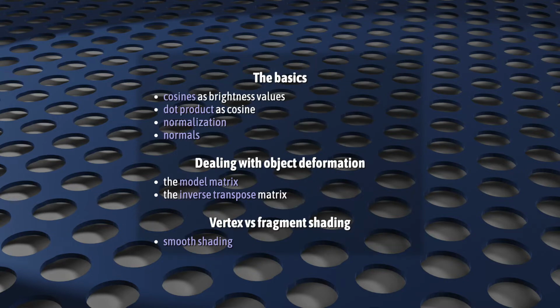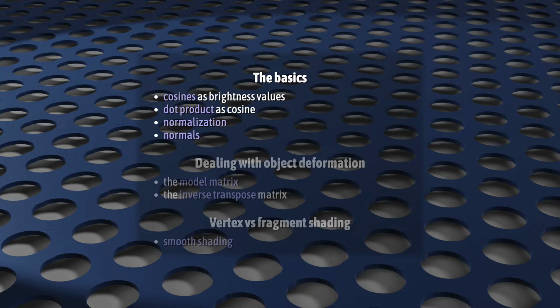Here's how we're going to step through this. In part 1, we'll look at calculating a brightness value using the cosine emission law. We'll then look at dot products as a way to shortcut calculating cosines. We'll look at normalization as a way to keep our vectors a consistent length. And we'll look at vertex normals as a way to represent or simulate surface orientation.